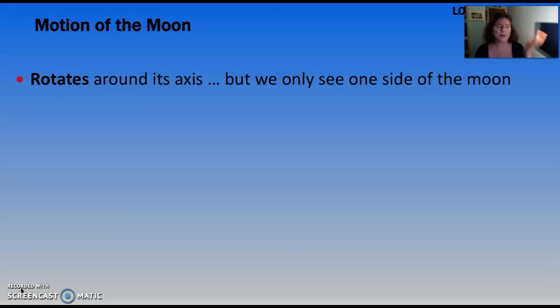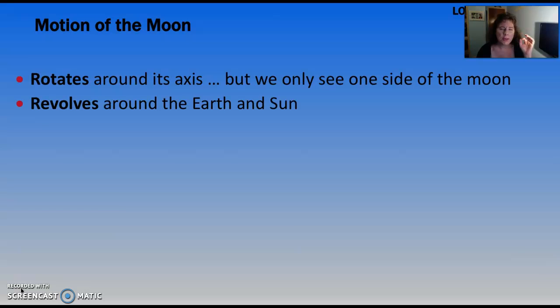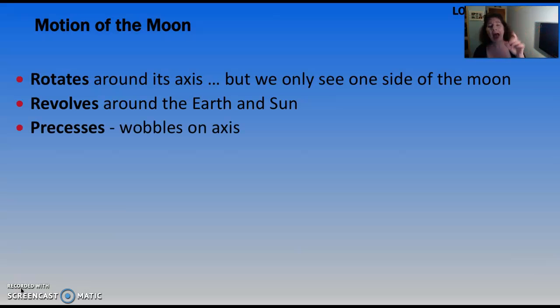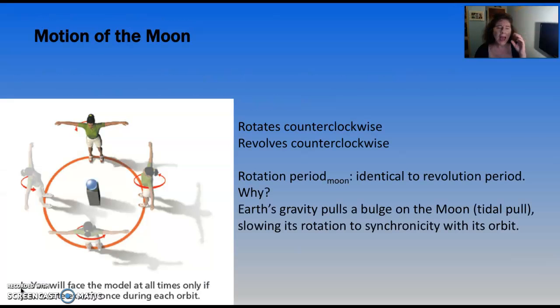The moon does rotate about its axis, but we only see one side of the moon. The moon does revolve around the earth, and by doing so revolves around the sun, and the moon also precesses and wobbles on its axis. So the same three motions that the earth makes are also made by the moon. And you may wonder, well, how do we only see one side of the moon?